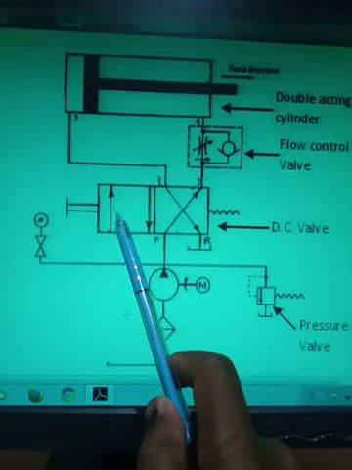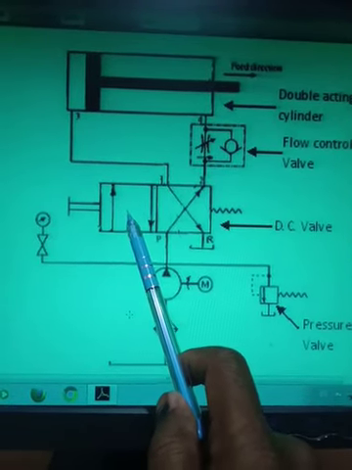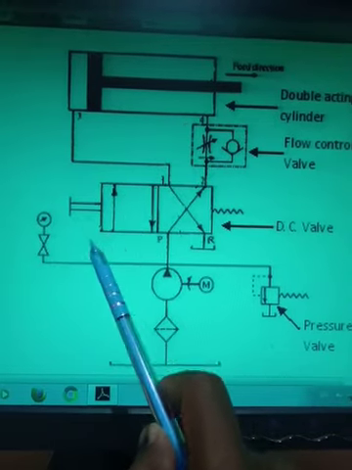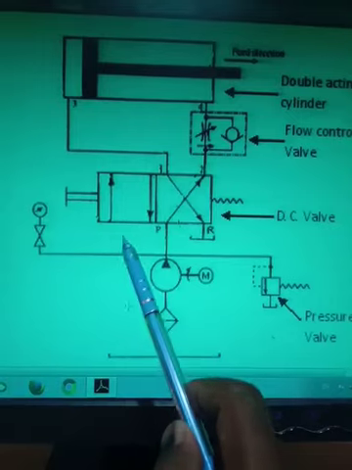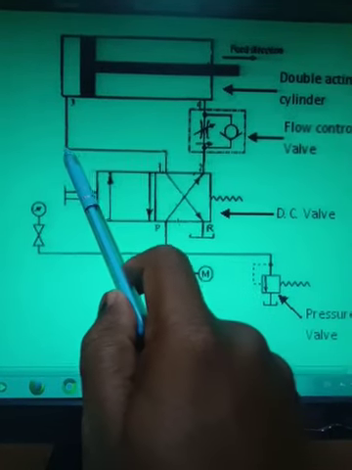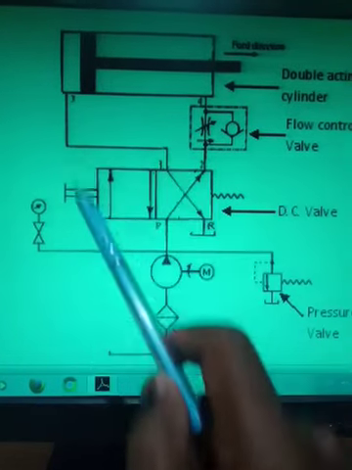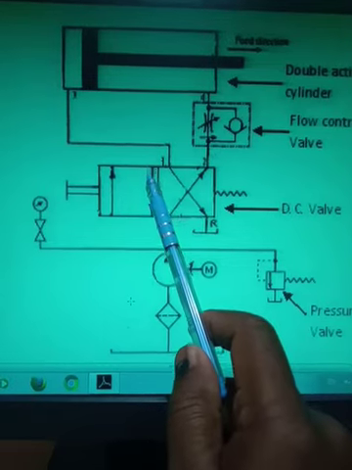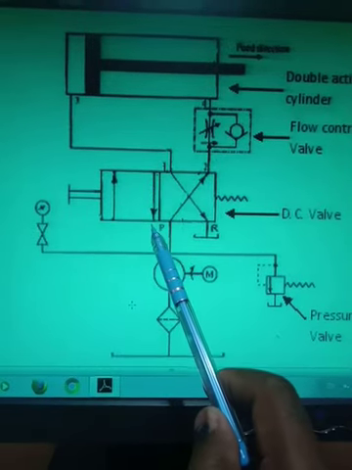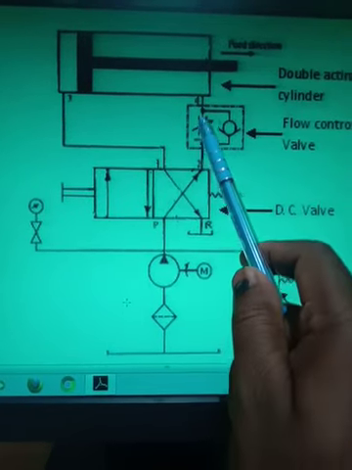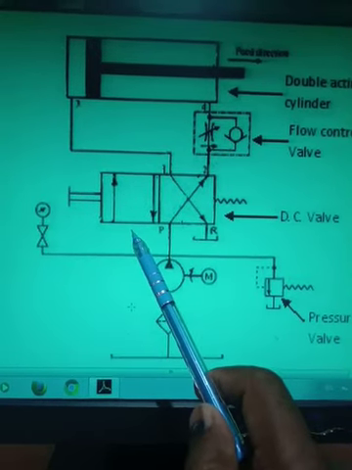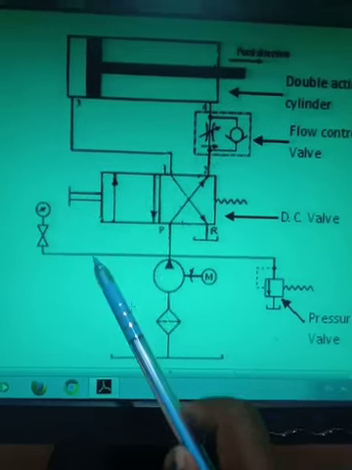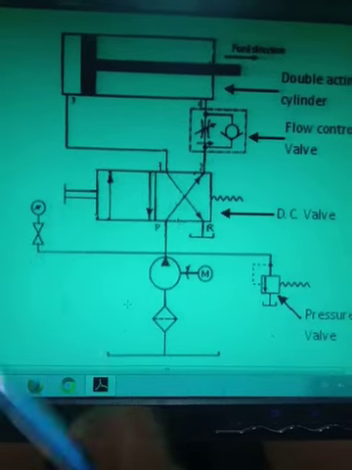Now suppose the direction control valve is in this position. In this position, the pump will be connected to the A end of the actuator. So oil will flow from here and go to the A end of the actuator, and this B end of the actuator is connected to the reservoir. So whatever oil comes from this will come to the reservoir. This is position number 1 of the direction control valve.